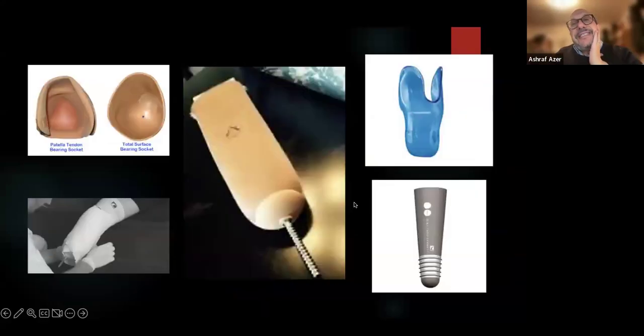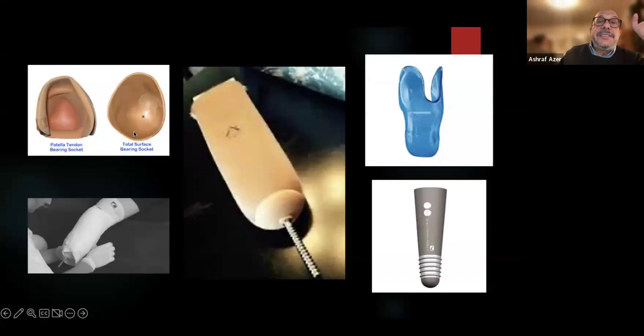What's the difference between this and a total surface bearing or total contact socket? Total contact, there is very smooth, very rounded. You see? There is no pressure areas here. Patellar tendon, yeah, can you see that? And the back here is completely smooth. So the pressure will be evenly distributed all over the stump.